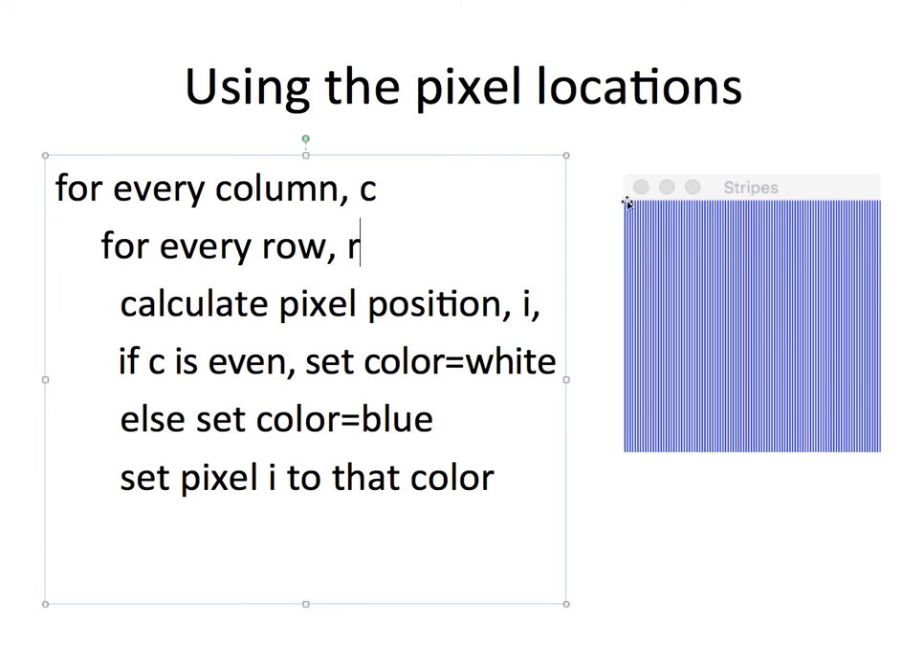At every scan point, if you like, we calculate the pixel position in the linear array, and if the column is even, then we set the colour to white. Otherwise, if it's odd, we set the colour to blue. And then wherever we are, we set the current pixel to that colour. Okay?